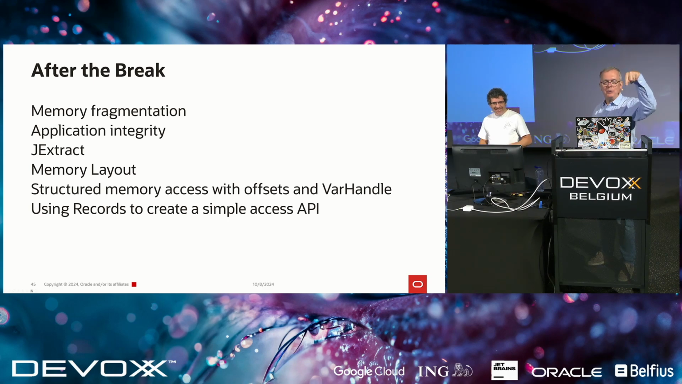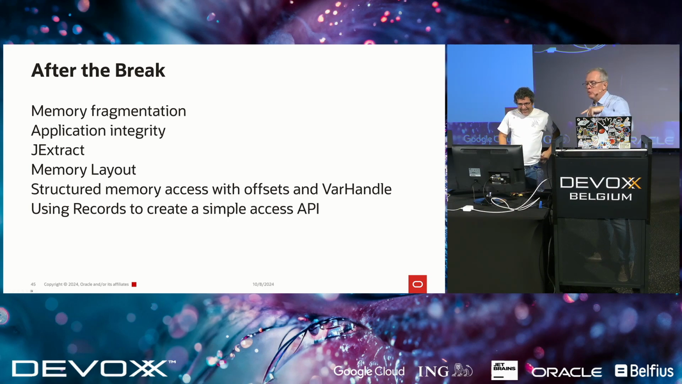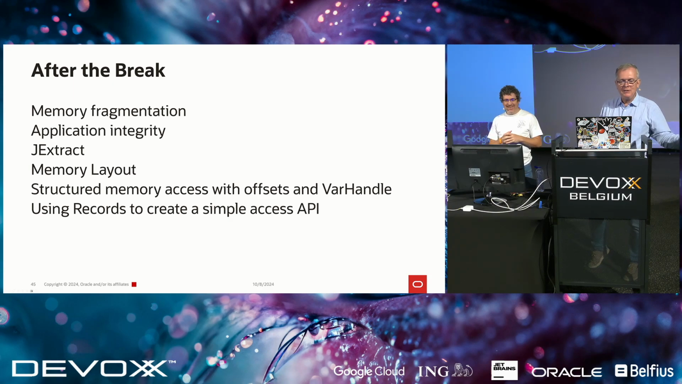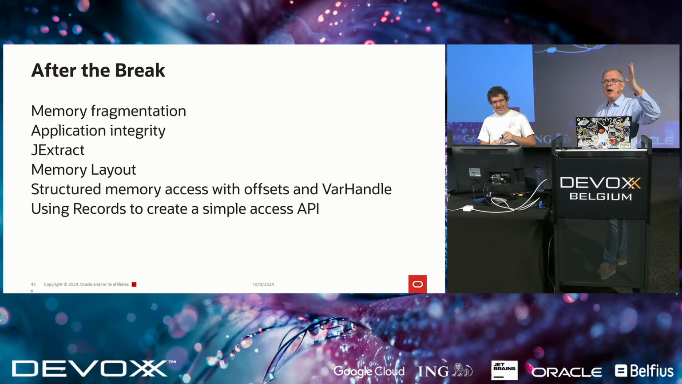So just to give you a hint on what you're going to see after that, we're going to talk a little more about memory fragmentation and the impact it has on this stuff. And the rest of the presentation will be about a very hot topic currently in the OpenJDK and outside of it, which is called application integrity, and how the memory API is actually aligned with the integrity of your memory. We'll show you how you can use jextract to move from your C struct to a memory segment layout. We talked about structured memory access, VarHandle, and how you can use records to create a simple access API.